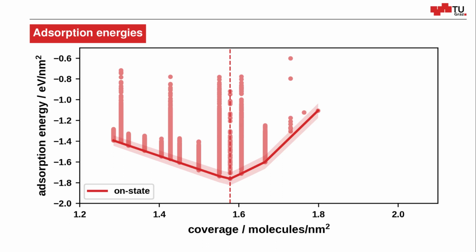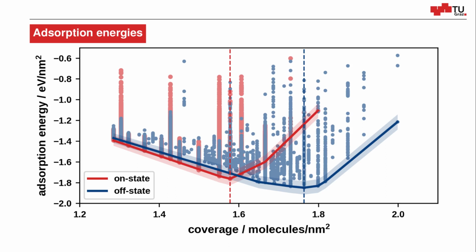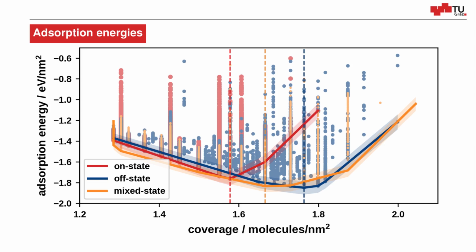If we now superimpose the off-state structures, we find that the energetically most favorable off-state structure has a coverage of about 1.8 molecules per nanometer squared, and that it also is lower in adsorption energy. And this really demonstrates that off-state structures can benefit from molecule-molecule interactions, as I said previously. And looking at the mixed-state structures, we find that they lie in the middle of on and off-state structures, as we would expect.